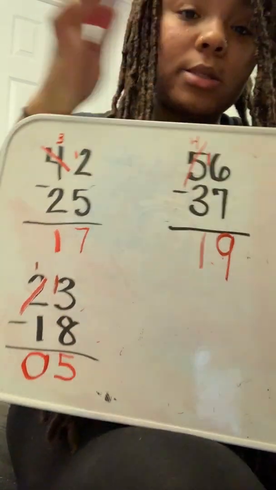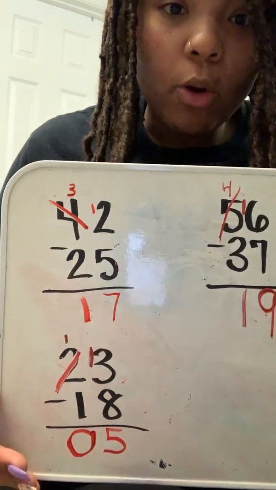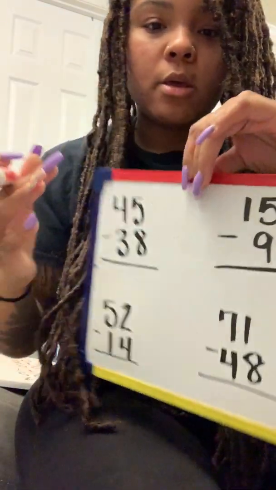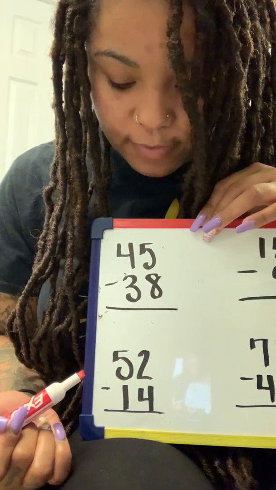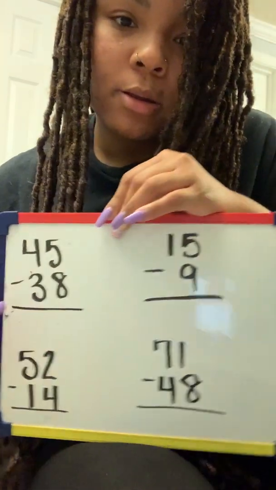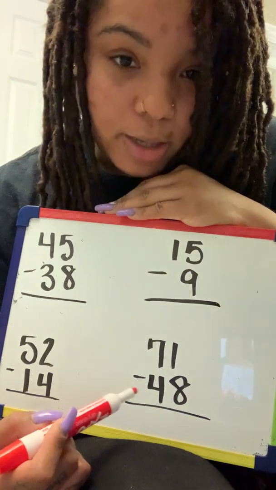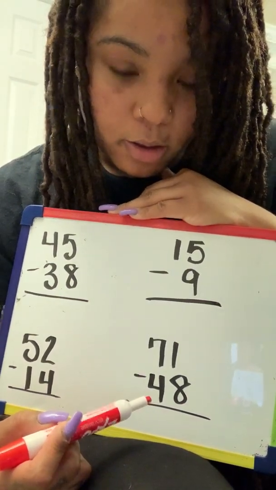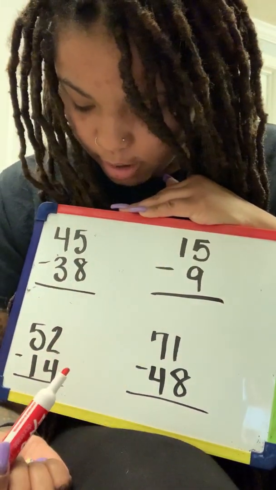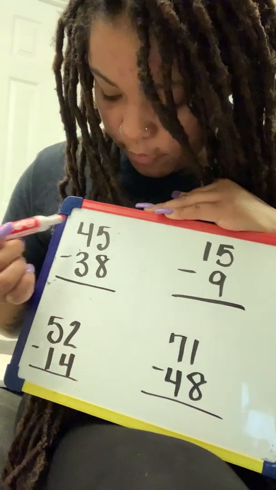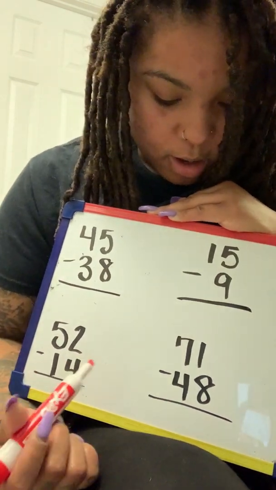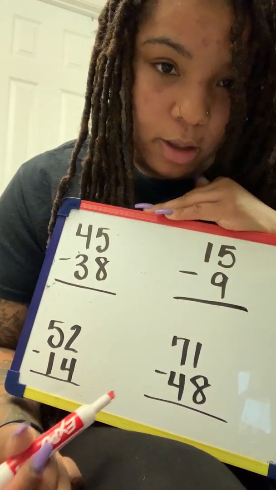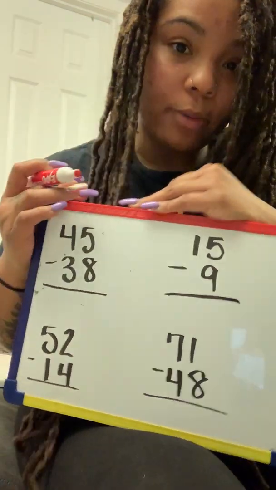Okay, all right, scholars, now you're going to do some on your own. Your problems for today are 45 minus 38, 52 minus 14, 71 minus 48, and 15 minus 9. Once more, 45 minus 38, 52 minus 14, 71 minus 48, and 15 minus 9, okay?